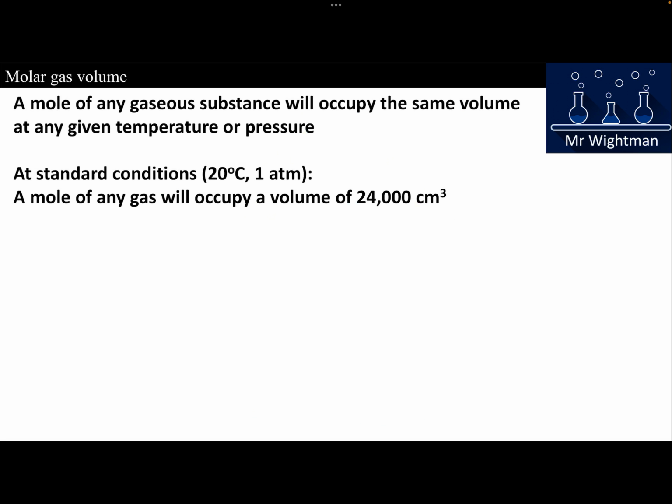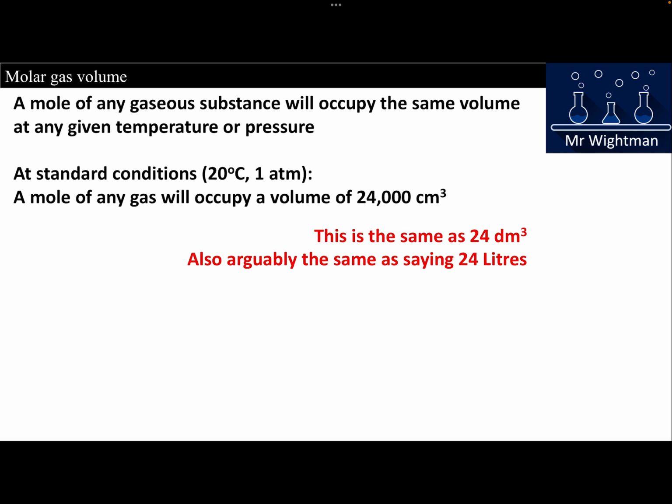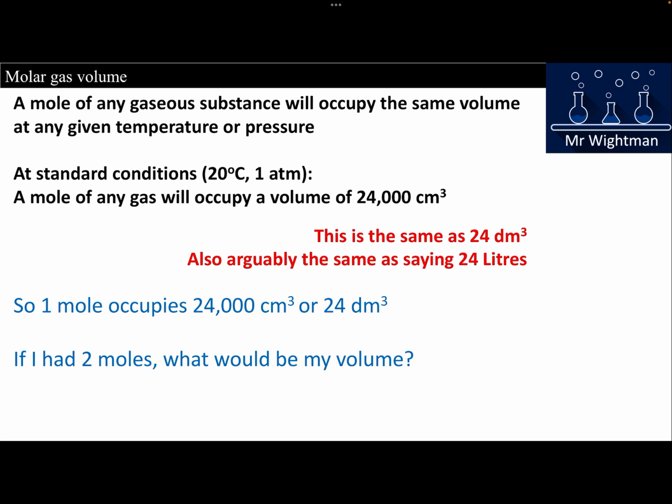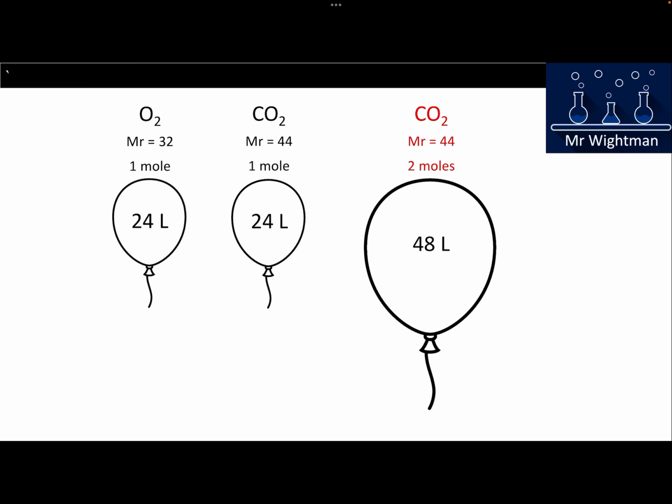A mole of any gaseous substance will occupy the same volume at any given temperature or pressure. At standard conditions, 20 degrees Celsius and 1 atmosphere, a mole of any gas will occupy a volume of about 24,000 centimetres cubed, which is the same as saying 24 dm cubed, which is similar to saying 24 litres. So if I had 2 moles, again, that would be 48 dm cubed, or 48,000 centimetres cubed. It doesn't matter how much they weigh in terms of a substance, it will be proportional in volume if it was at the same conditions, and at standard conditions it would be 24 litres if you had 1 mole.